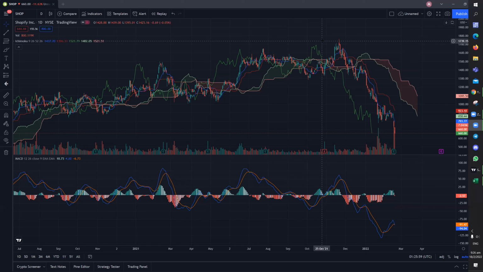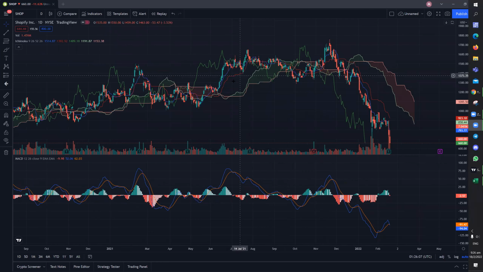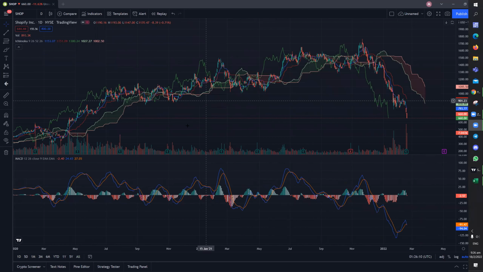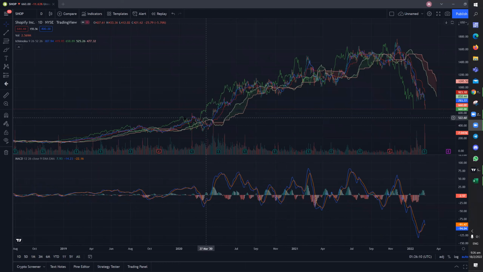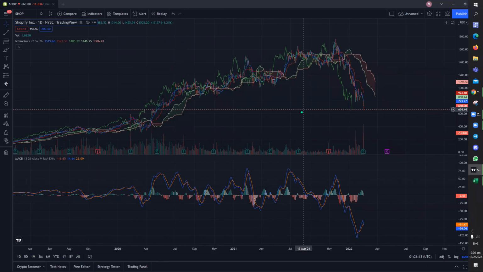Ticker symbol SHOP. I'll first start off by analyzing the daily charts, followed by the weekly charts and monthly if necessary. So Shopify recently took a big hit and a big drop. So let's try to understand this particular counter better.